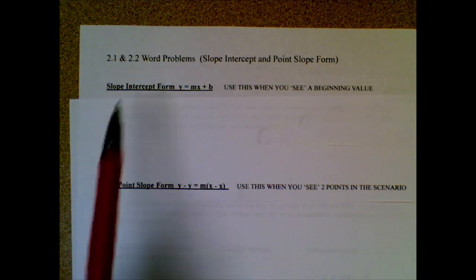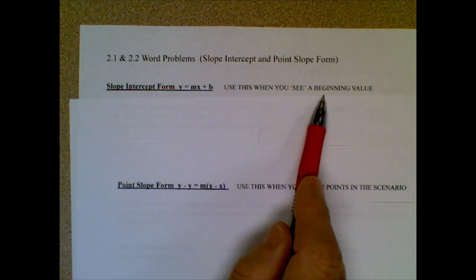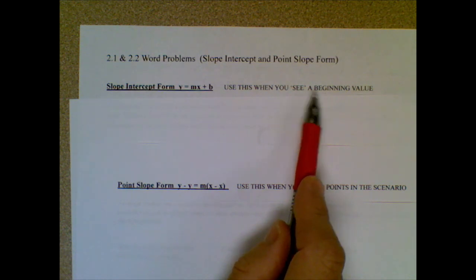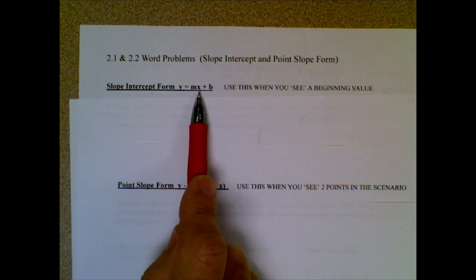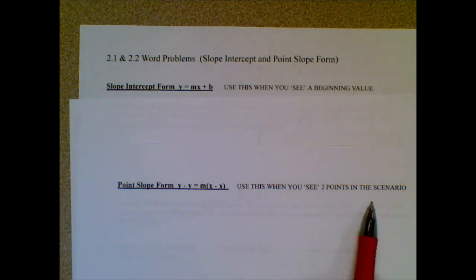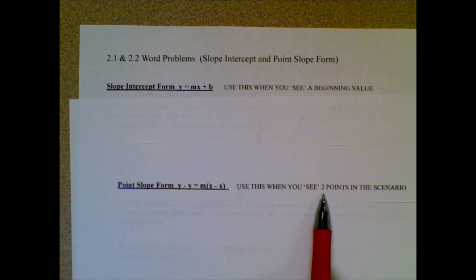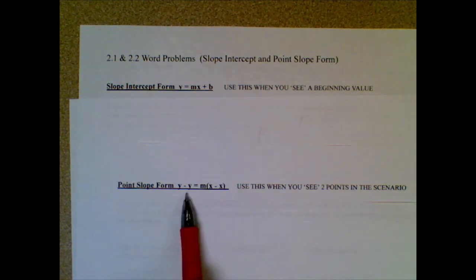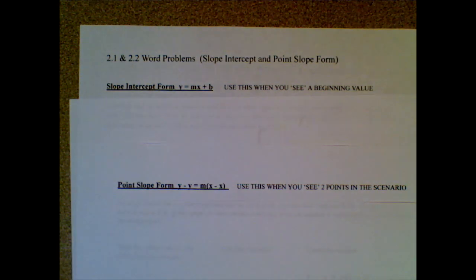So for a quick recap, when you're in a word problem and you see something that could represent a beginning value, in this case it was the $150 of the account on day 0, this is probably the form to use. If you read through a scenario and you see 2 points, but you don't see a starting value, this is probably the form that's going to make it easiest.